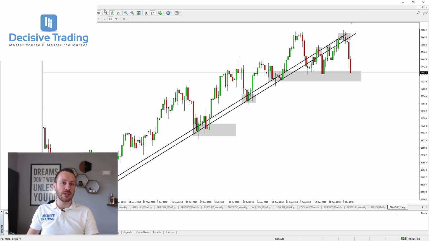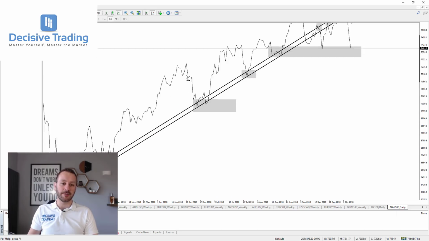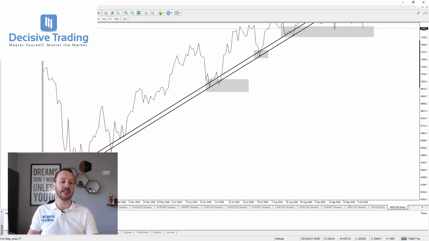And what we're doing is we're just using the triangles. You can even do this on the line chart. Look how much cleaner this is when you are first learning. Just look at the spikes. Just line up the spikes into the trend lines.